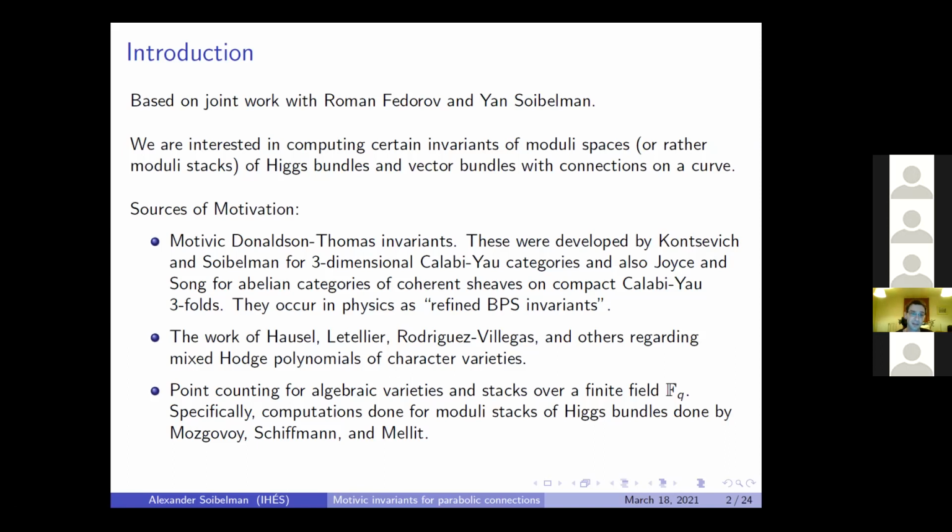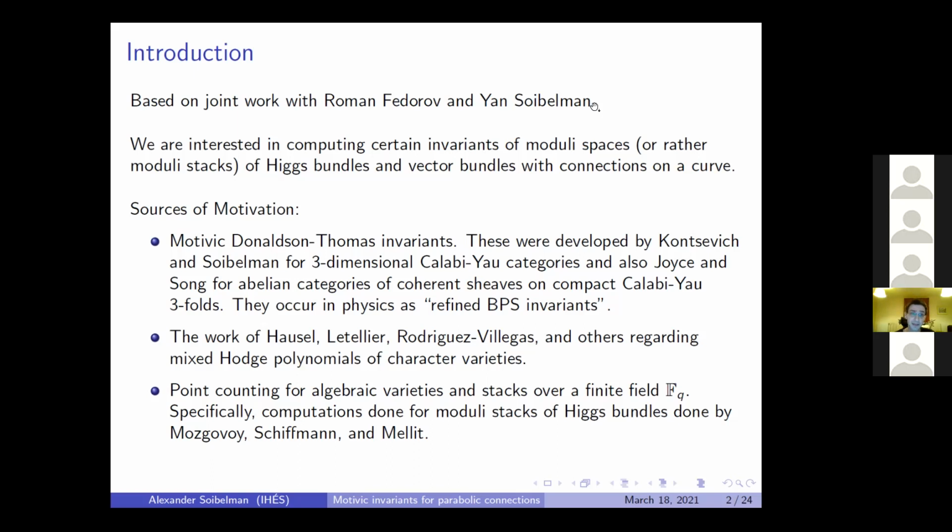The second source of motivation is the work of Hausel, Letellier, Rodriguez-Villegas, and many others regarding mixed Hodge numbers for character varieties. A lot of the computation of Motivic classes or Motivic invariants is related to that. Finally, the third source of motivation, which is going to be my starting point for this talk, is point counting of algebraic varieties and algebraic stacks over a finite field. Specifically, there are computations done by Mozgovoy, Schiffmann, Mozgovoy and Schiffmann together, and also Mellit, which is another source of inspiration since it deals directly with computations for Higgs bundles.